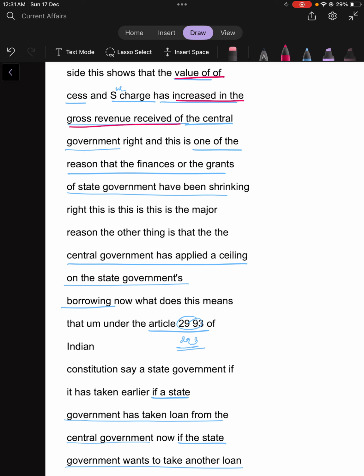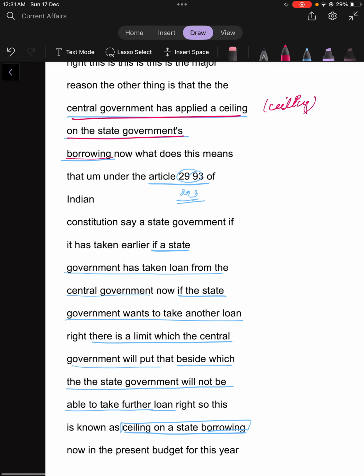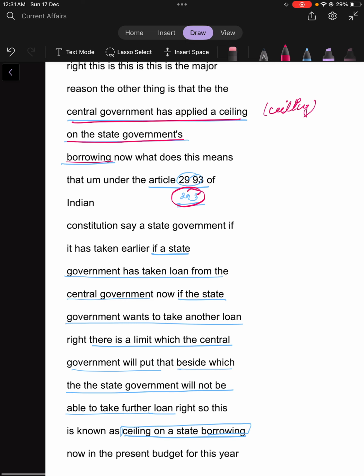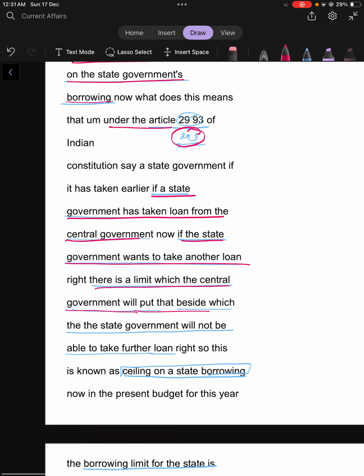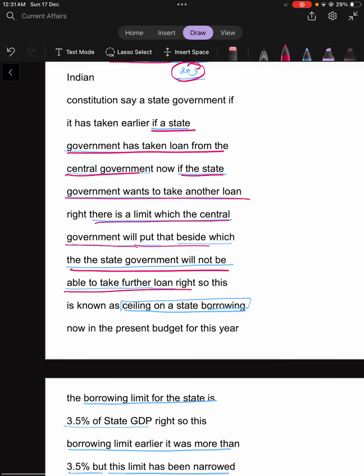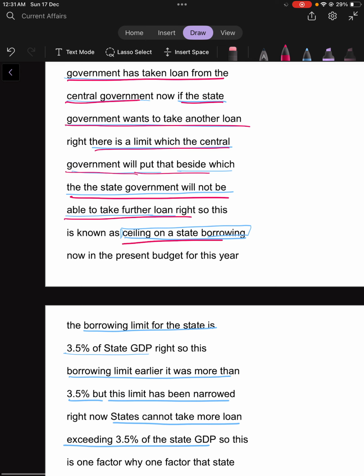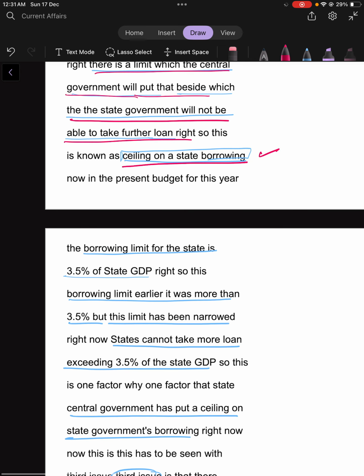The central government has also applied a ceiling on state government borrowing. Under Article 293, if a state government has taken a loan from the central government and wants to take another loan, there is a limit which the central government puts, beyond which the state government will not be able to take further loans. So there is a ceiling on state borrowing.